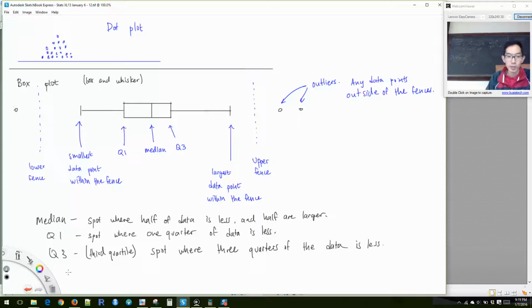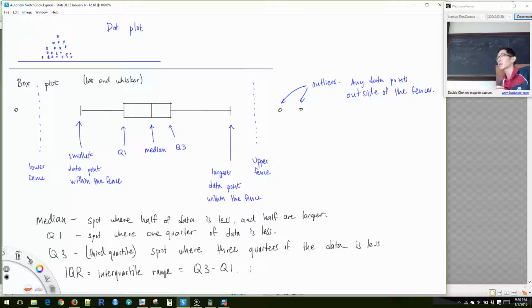Okay, and then we define something called the IQR. This is the interquartile range, and this is equal to Q3 minus Q1. Maybe it's easier for us to think of percentiles. Q1 would be the 25th percentile, where 1/4 or 25% of the data is smaller than Q1.